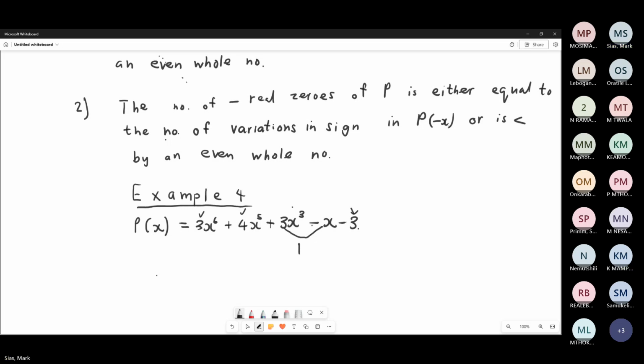So this one variation means there's one positive zero. Let me just say one variation in sign, okay? Therefore, P has one positive zero.